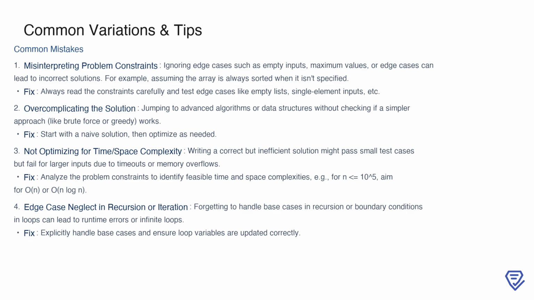Additionally, while correctness is important, writing unoptimized solutions can lead to failures on larger inputs due to timeouts or memory issues. This is why analyzing the constraints and aiming for feasible time and space complexities, such as O(n) or O(n log n), for larger inputs, is critical. Lastly, neglecting edge cases in recursion or iteration can cause major issues, like runtime errors or infinite loops. Always explicitly handle base cases in recursion and ensure your loop variables are updated correctly to avoid these mistakes.